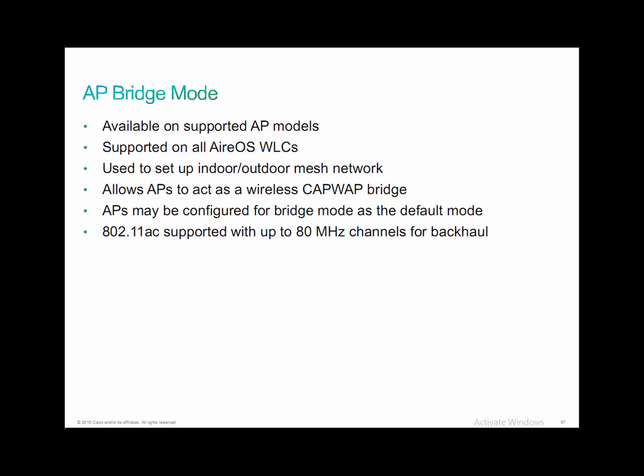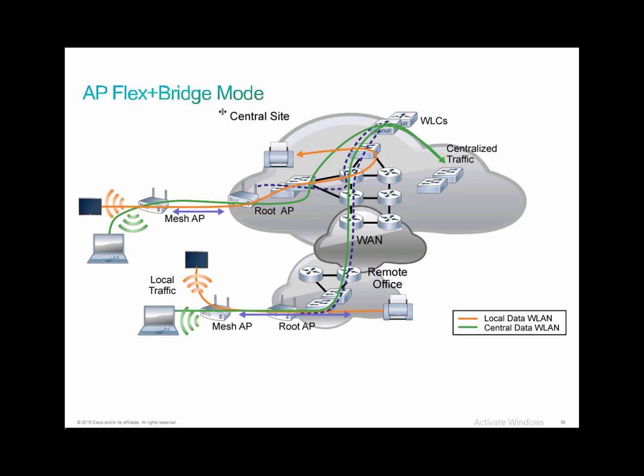All right. Now there is another mode of operation. It's called Flex plus Bridge mode. And you can kind of guess what that mode of operation looks like. Flex plus Bridge mode allows FlexConnect behavior across a mesh-enabled AP. So it extends the wireless network, but it also uses all of those standard FlexConnect features that we talked about when we talked about an AP operating in FlexConnect mode.